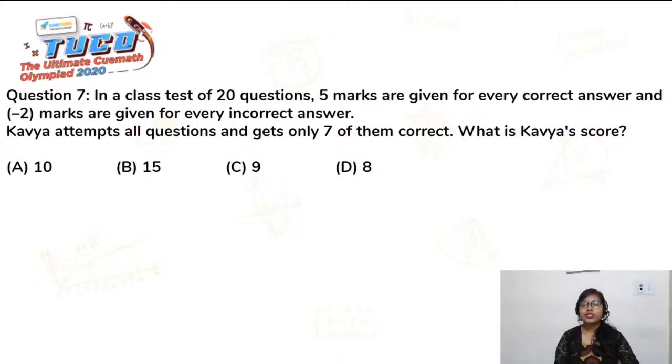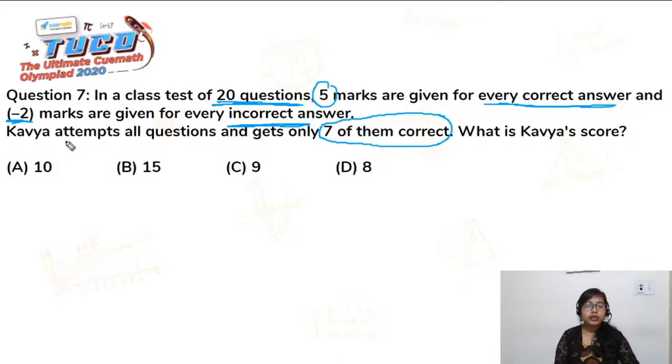Okay, let's quickly look into this question. In a class test of 20 questions, so there are 20 questions in a class test, 5 marks are given for every correct answer. That means a positive 5 mark is given to every correct answer and minus 2 marks are given for every incorrect answer. That means there's a negative marking of 2 for every incorrect answer here. Kavya attempts all questions and gets only 7 of them correct. Only 7 of them correct is what is being told for Kavya.